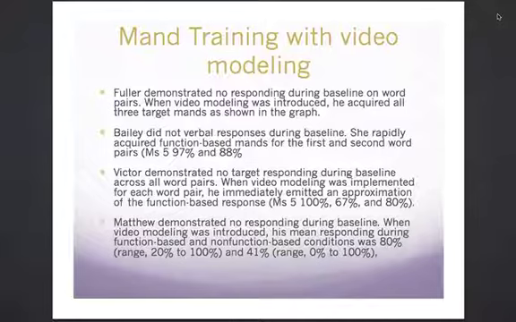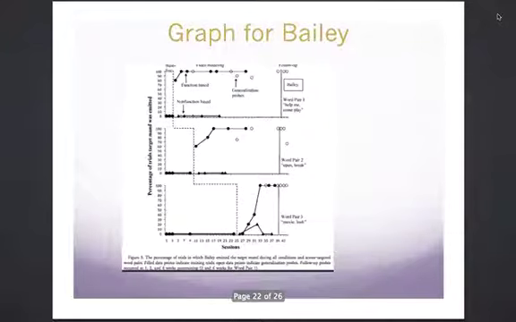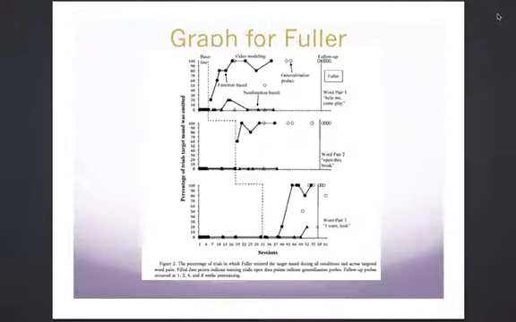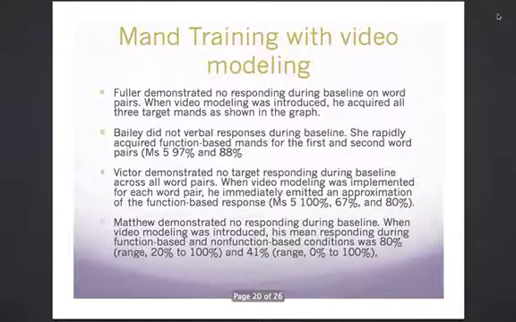But when video modeling was introduced, Fuller acquired all 3 target mands, which is really cool. If we look at Fuller, we'll see word pair 1, help me, and then come play. You see where it's function based. He got 81% or 80%, and then at follow-up it was 100%. So obviously Fuller was doing really good, and he remained at 100% accuracy after follow-up. So it definitely worked for Fuller, which was really cool.